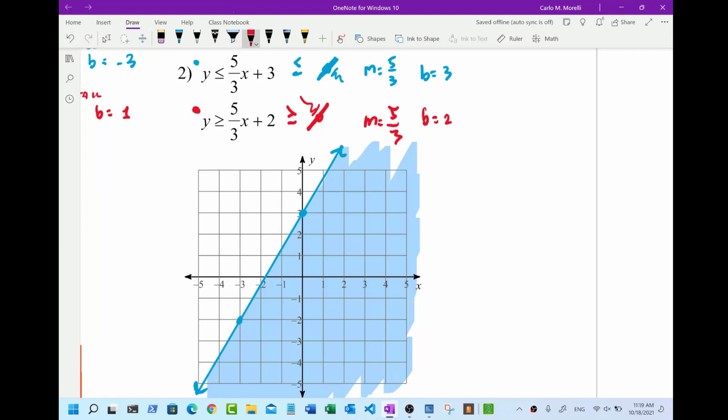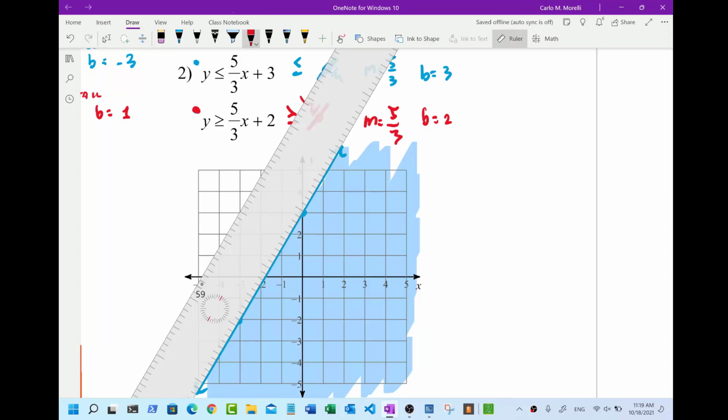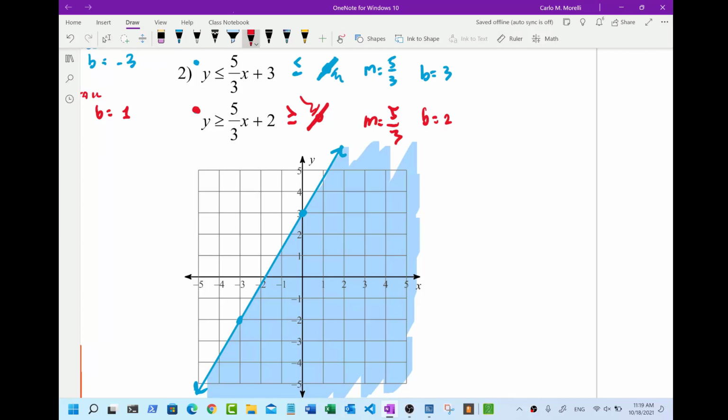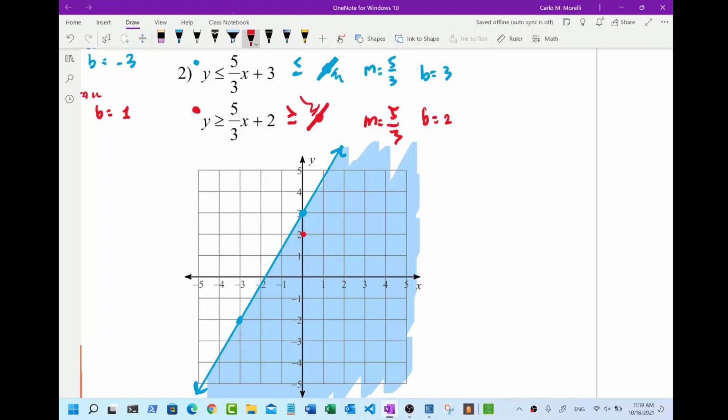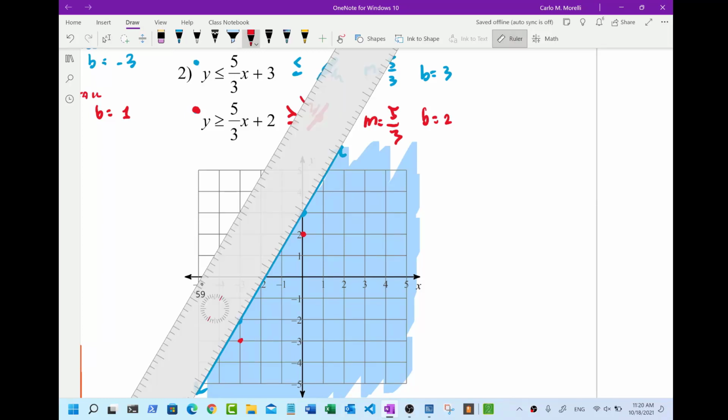And now the red line. Same slope, so it's going to be parallel. I won't have to change the ruler, right? But I'm starting at 2. This one's real simple. We still can't go up 5, but we can go down 5, and then over 3. 1, 2, 3. And it's going to form a parallel line.